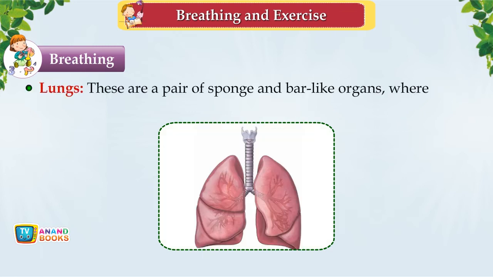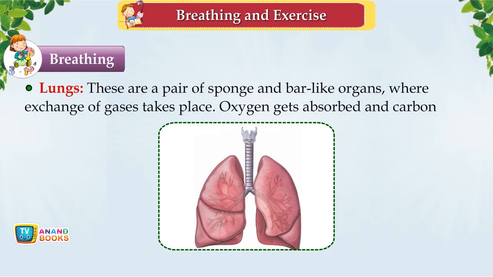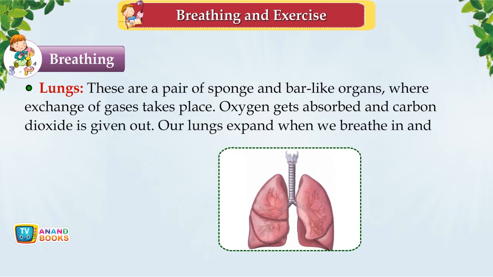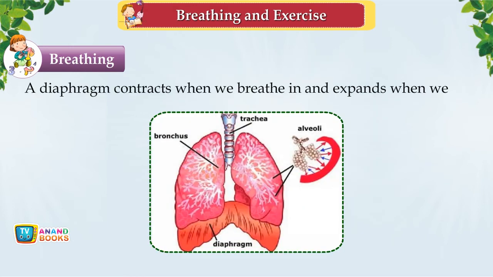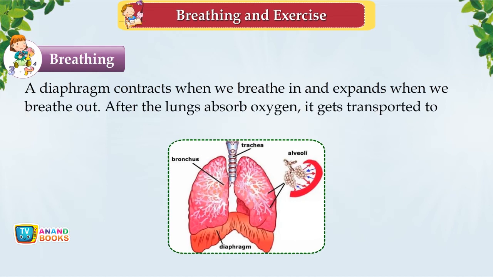Lungs. These are a pair of sponge-like organs where exchange of gases takes place. Oxygen gets absorbed and carbon dioxide is given out. Our lungs expand when we breathe in and contract when we breathe out. The breathing system. Chest expands, ribs, diaphragm. Diaphragm contracts, chest contracts, lungs, diaphragm relaxes. Our diaphragm contracts when we breathe in and expands when we breathe out.